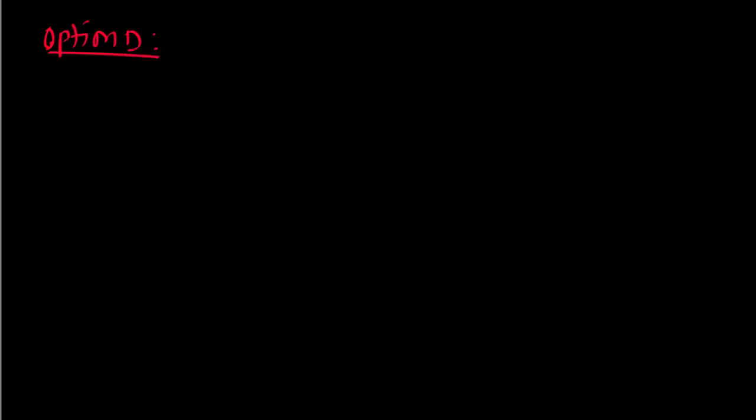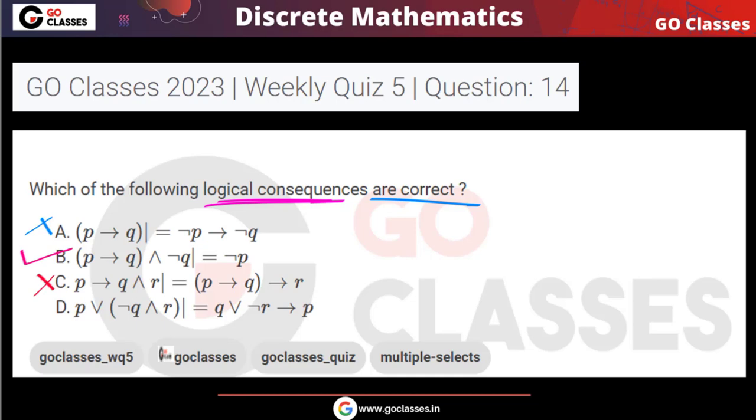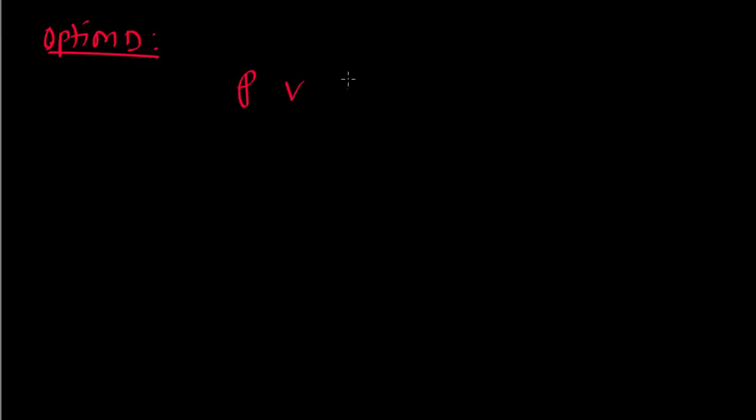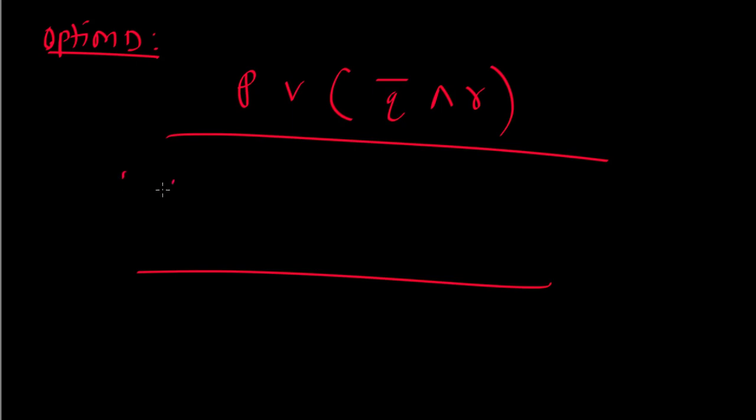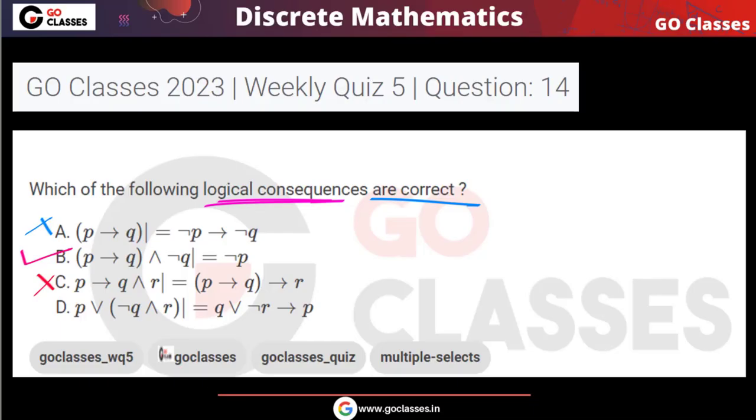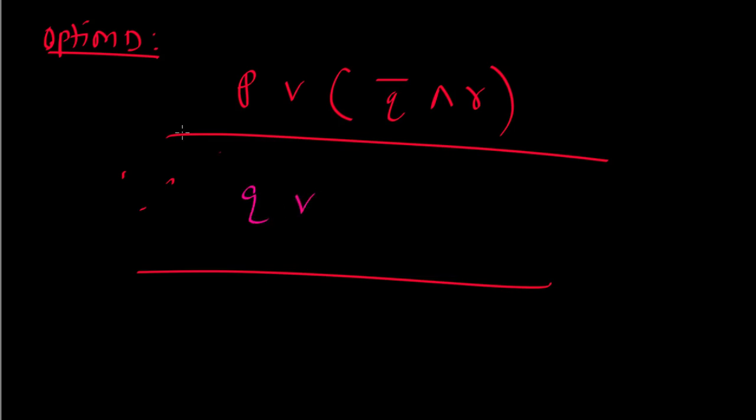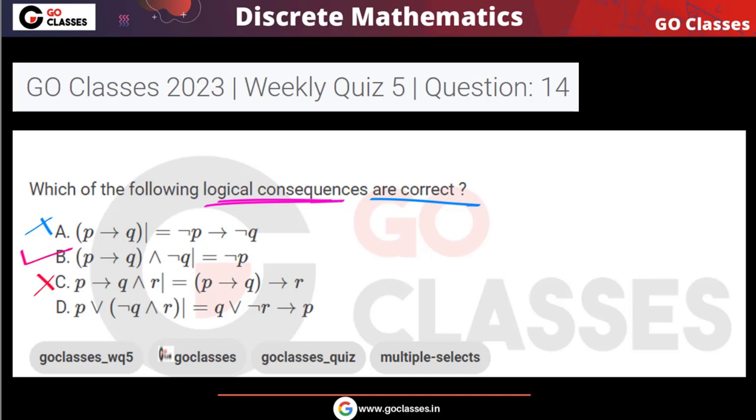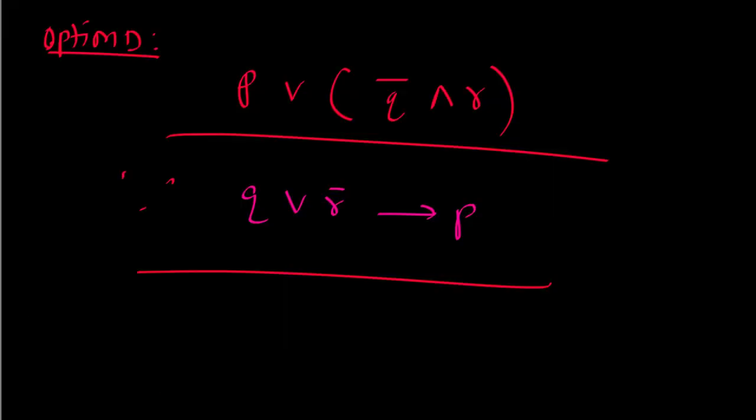So what is option D saying? P or negation Q and R infers, negation Q and R infers Q or negation R implies P. So this is the statement that is given to you. Now let us check it.